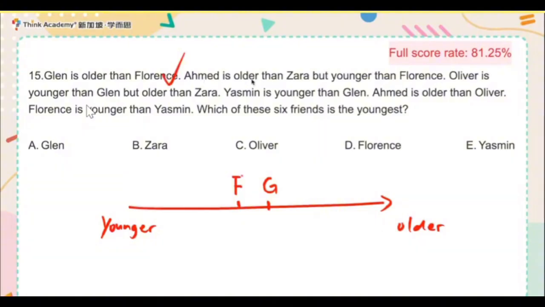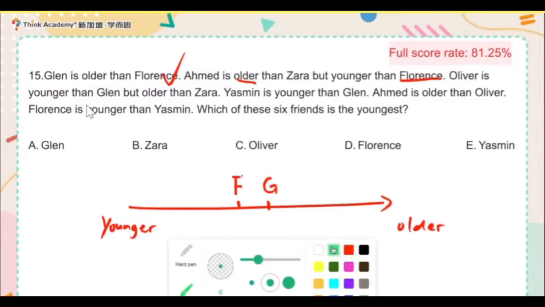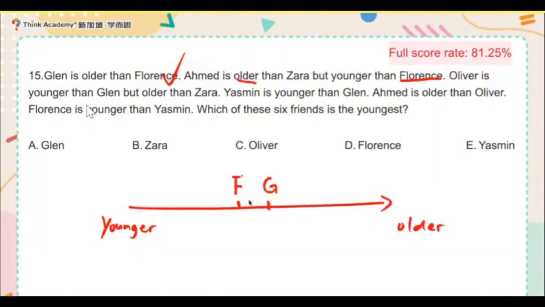Then Ahmed is older than Zara but younger than Florence. Okay, so we can see Ahmed is older than Zara but younger than Florence. Okay, so this one should be Ahmed, right? It is younger than Florence but older than Zara. So where is Zara? Even on the left side, right? So here is Zara. So after we finish the second clue, we tick it.